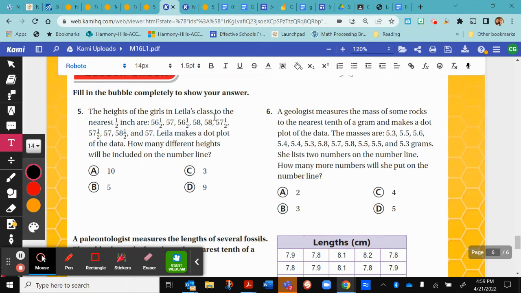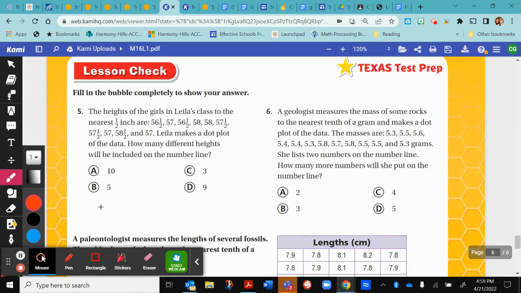The heights of the girls in Layla's class to the nearest 1/2 inch are 56.5 inches, 57, 56.5 inches, 58, 58, 57.5 inch, 57.5 inch, and there's a 57 one. Then there's somebody that's 58.5 inch, and then a 57-inch person. Layla makes a dot plot of the data. How many different heights will be included on the number line?